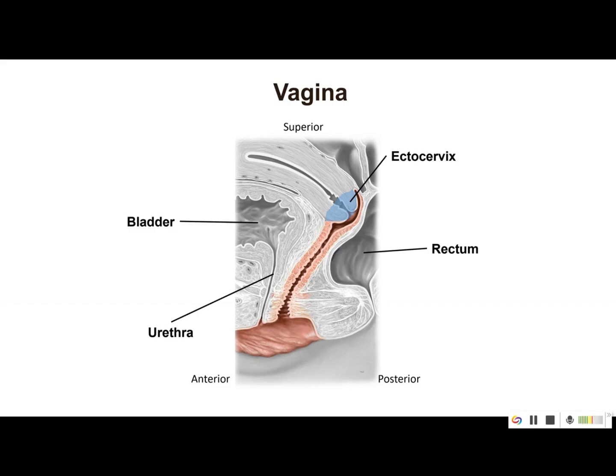The recess between the anterior lip of the cervix and the anterior wall of the vagina is the anterior fornix. The recess between the posterior lip of the cervix and the posterior wall of the vagina is the posterior fornix. The posterior fornix is the deepest and is a common site for ruptures, malignancies, and collections of foreign bodies.